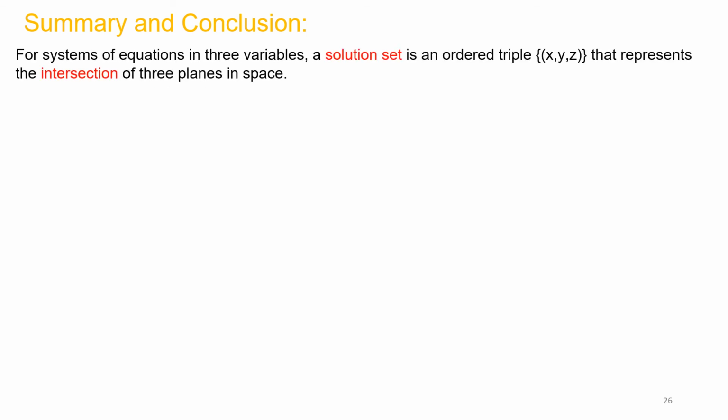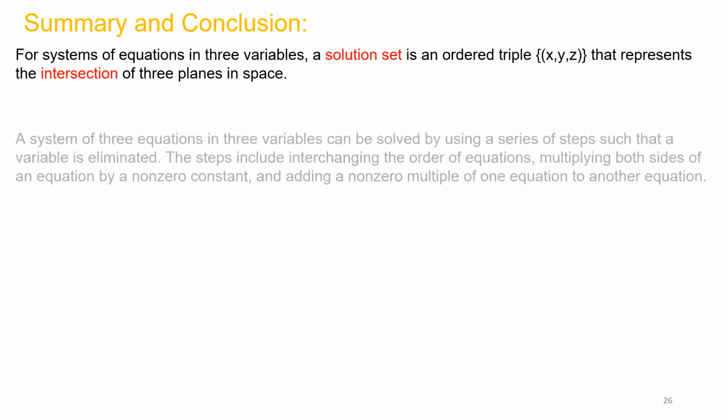So for our summary and conclusion, we have the following. For systems of equations in three variables, a solution set is an ordered triple (x, y, z) that represents the intersection of three planes in space. A system of three equations in three variables can be solved by using a series of steps such that a variable is eliminated. The steps include interchanging the order of equations, multiplying both sides of an equation by a non-zero constant, and adding a non-zero multiple of one equation to another equation.